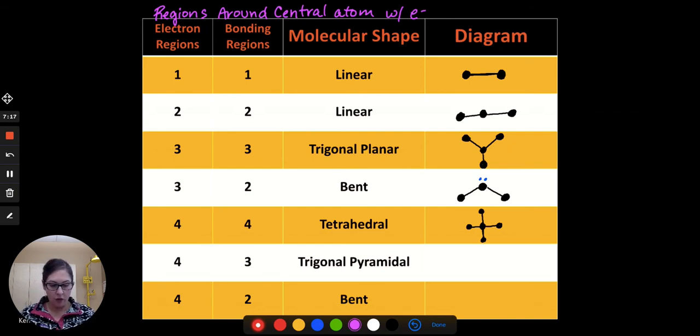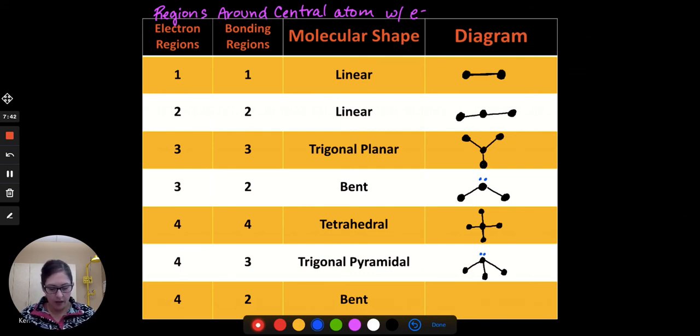All right, so now the last two, we have trigonal pyramidal. So again, a triangular shape. And with this one, we have four regions, but only three of them are bonded. So we're gonna have three bonds. And again, this one's going to have a lone pair of electrons. And so it forms more of a pyramid shape because those lone pairs of electrons are impacting the overall shape.